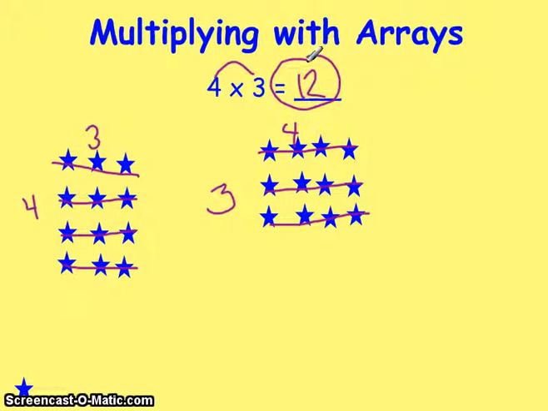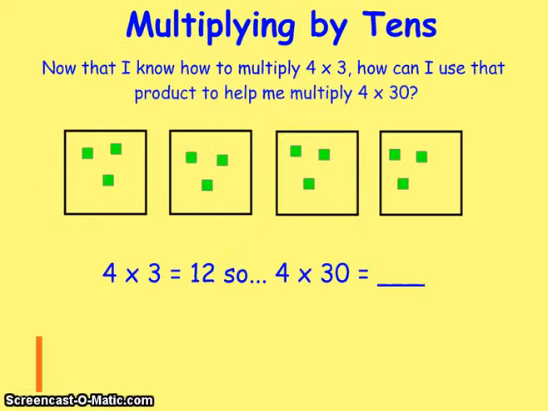Which property of multiplication said that I would be able to switch the order of my factors and have the same product? Do you remember? It's the commutative property.